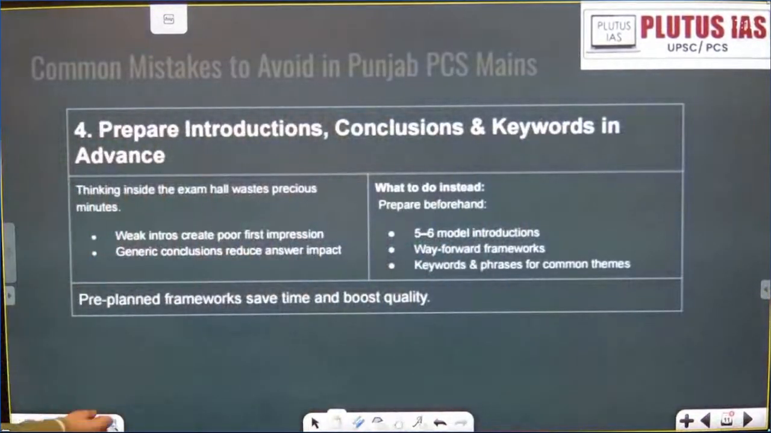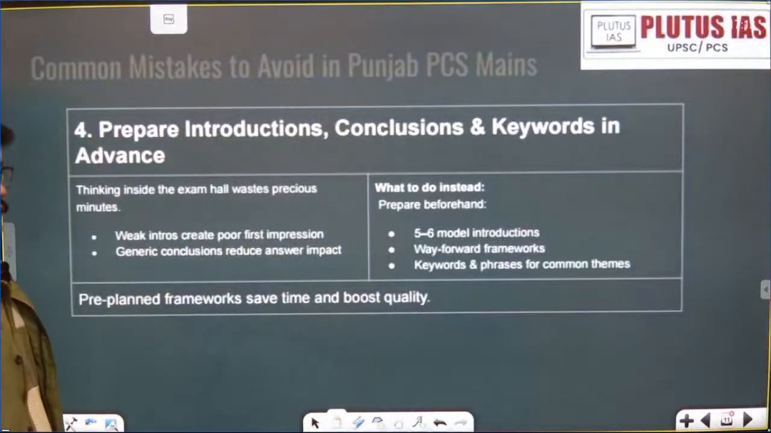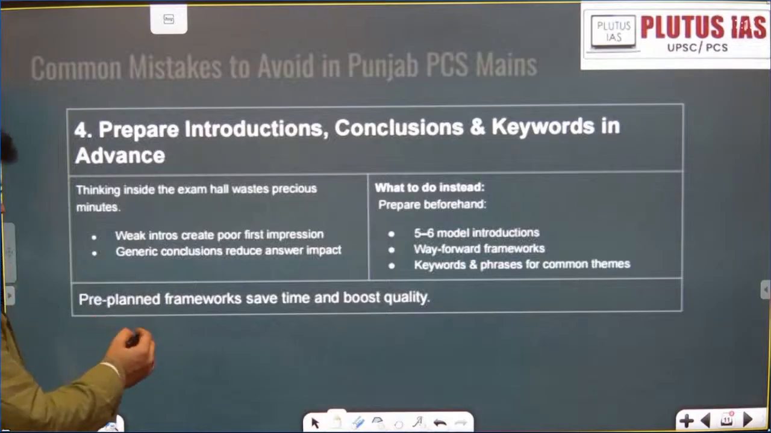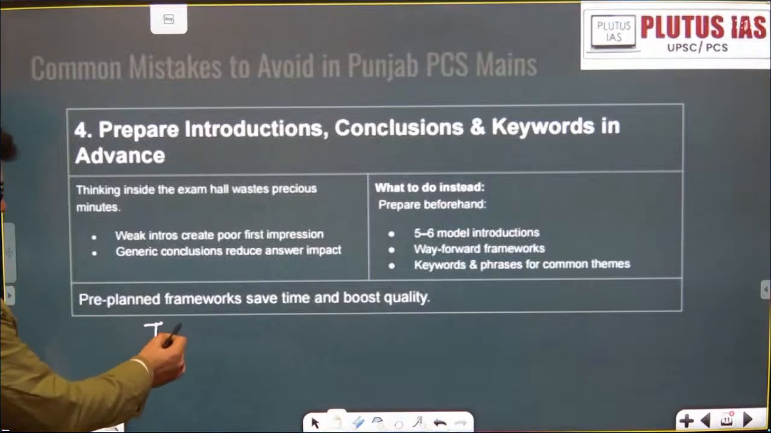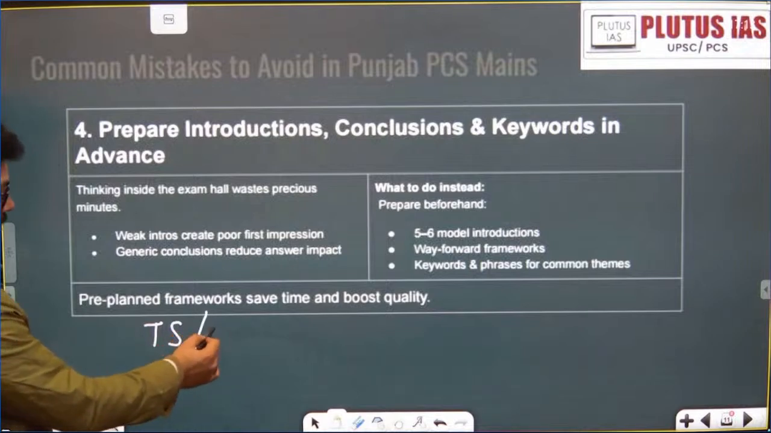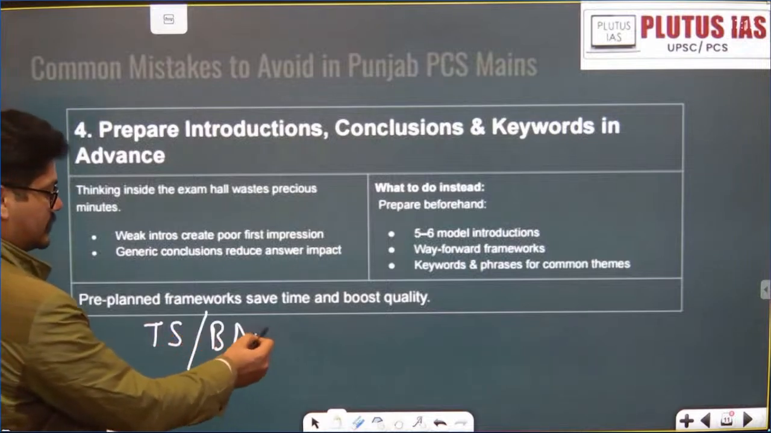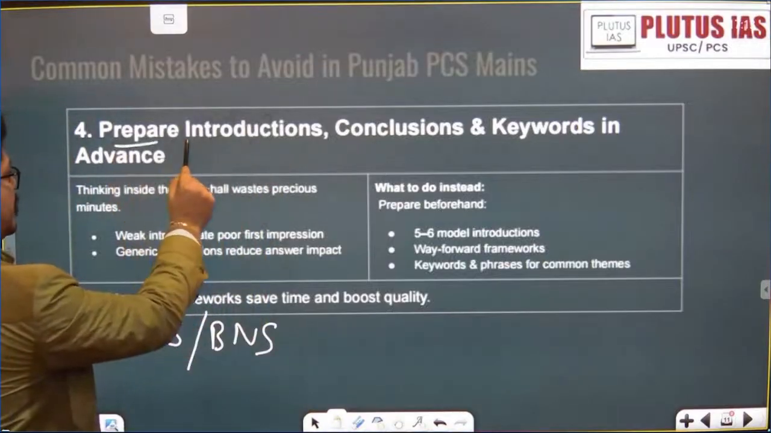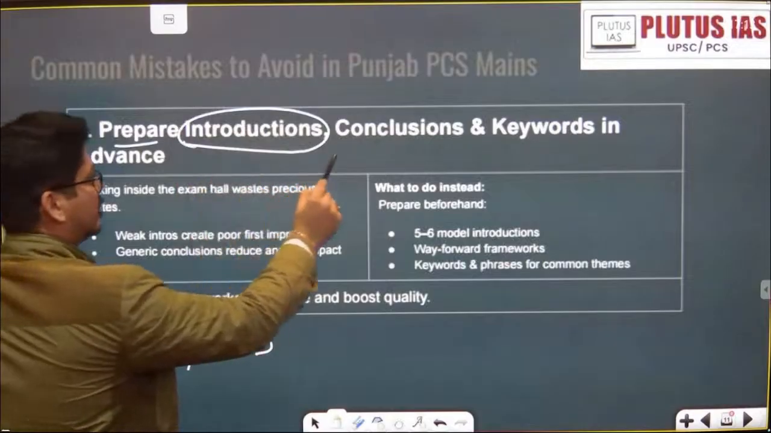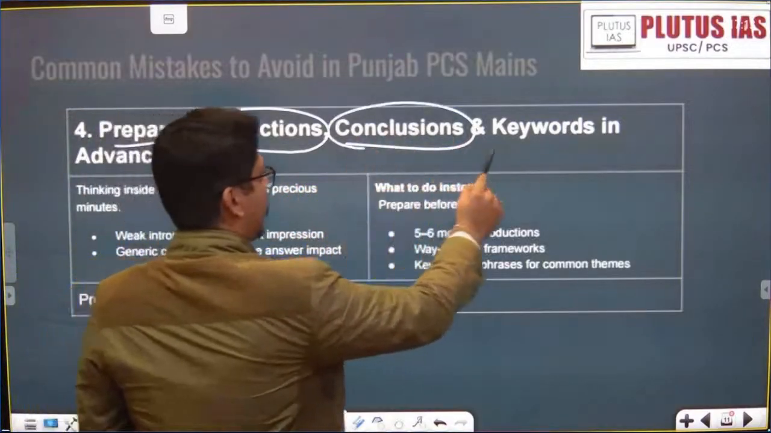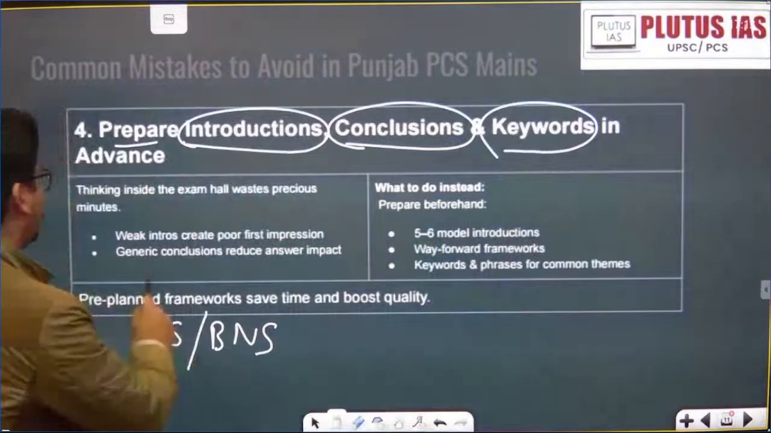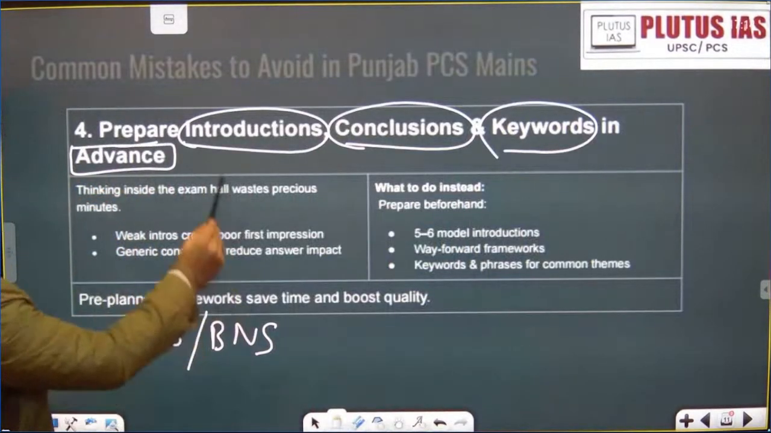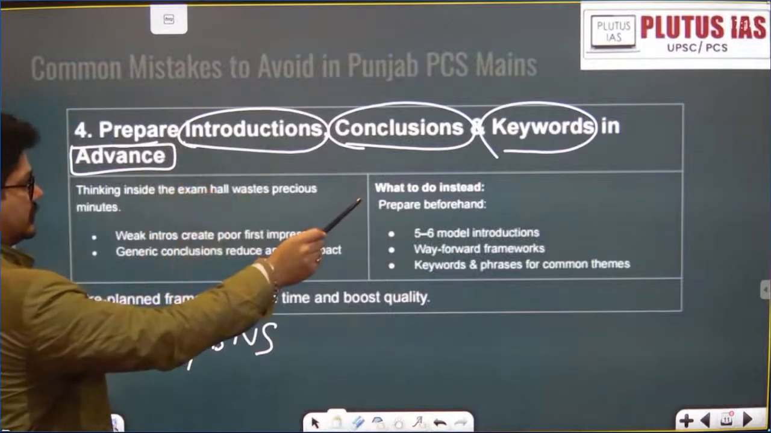Fourth point, before entering into your examination hall. This point I'm telling you is the difference between toppers, selected students, and bottom rankers, non-selected students. So kindly pay attention. Prepare introduction, conclusion, and keywords in advance, before entering into your examination hall. You have to prepare these three things.